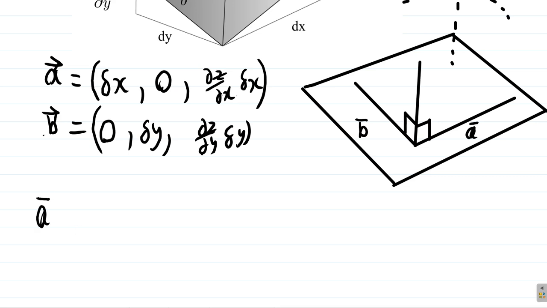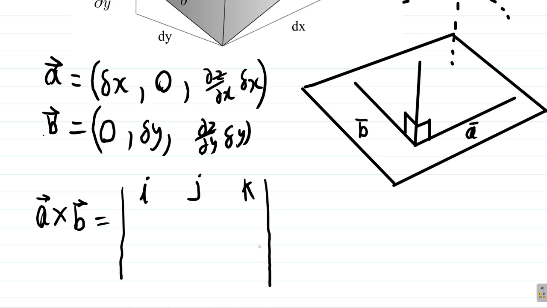Well, A cross B was a certain determinant. It was of I, J, K, where I, J, and K would represent the directions, like X, Y, and Z. Then the components of A would be the change in X, 0, then delta Z by delta X times the change in X. And then the components of B would be 0, the change in Y, then delta Z by delta Y, the change in Y.